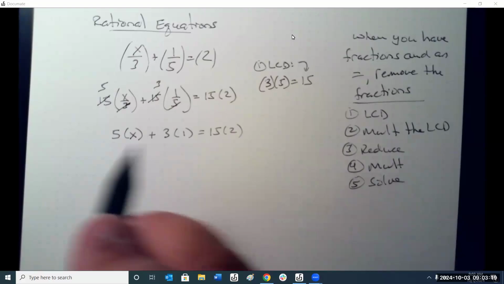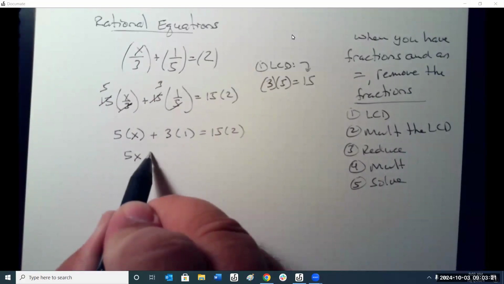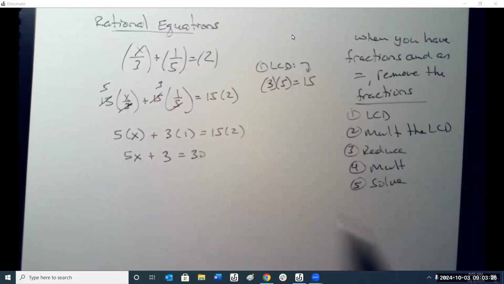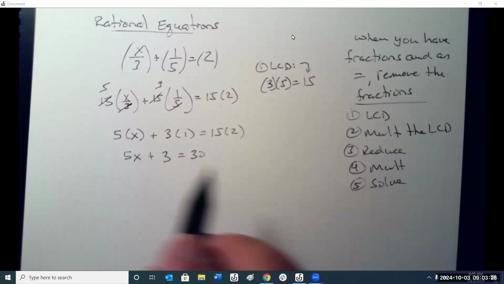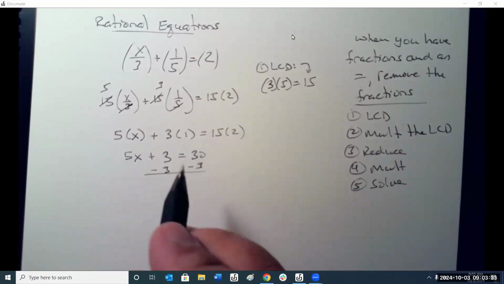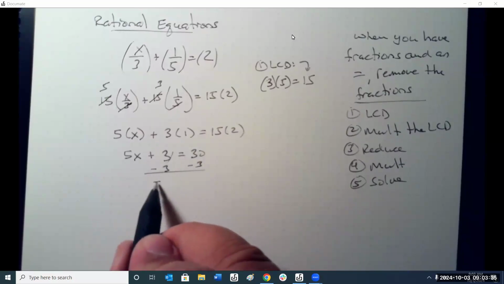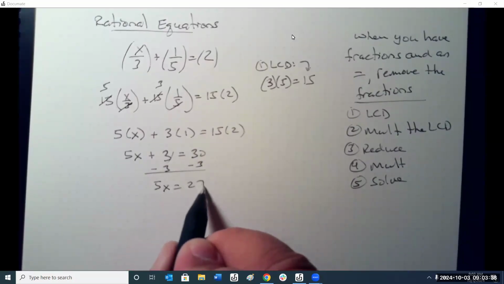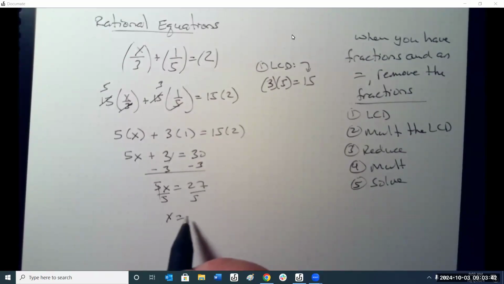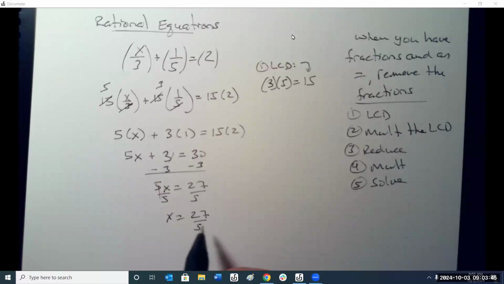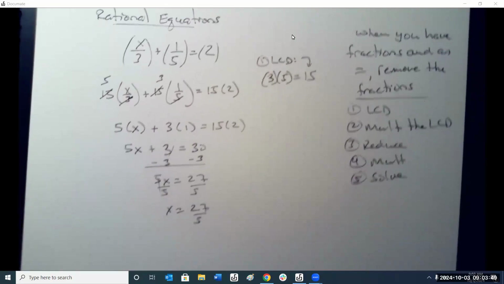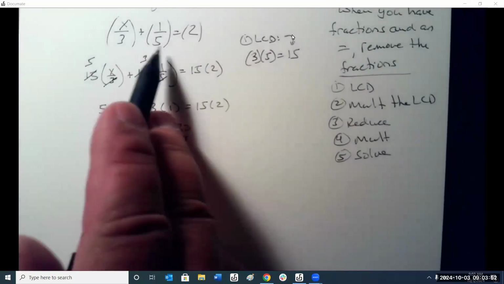Multiply to get rid of the parentheses. 3 times 1 is 3. 15 times 2 is 30. And then solve for x. Subtract 3. 5x equals 27. And divide by 5. So x is 27 over 5. So that's what we're looking at here. It's just that now they're going to be not so simple with these 3s and 5s.